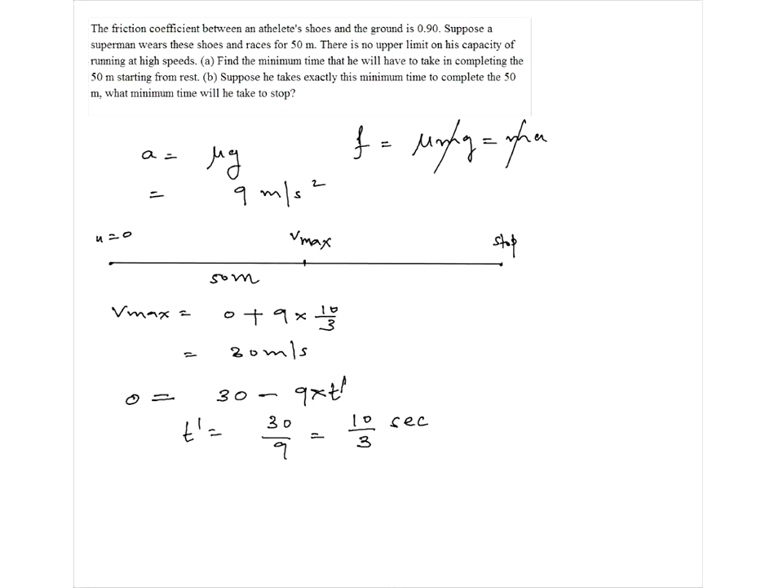And in this part B, we want minimum time it should take to stop. So that means maximum deceleration we want. Maximum deceleration will come if there is maximum static frictional force. Maximum static frictional force is mu n, and n will be mg due to vertical equilibrium. So F will be equal to mu mg only, and mu mg will be equal to ma. Same story. So maximum deceleration will be 9 only.